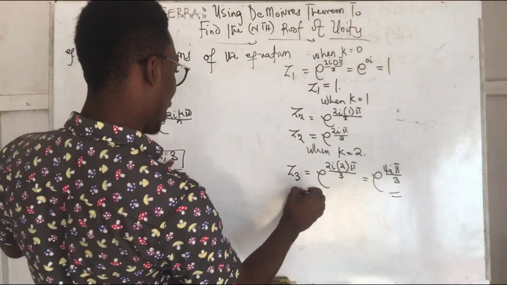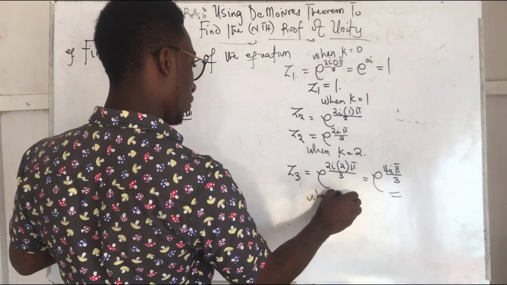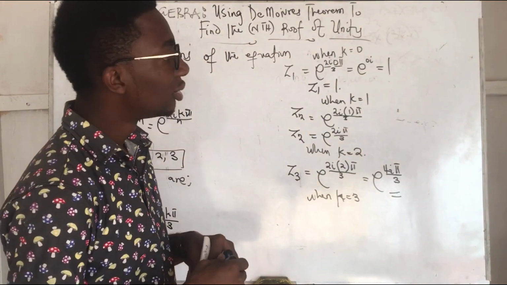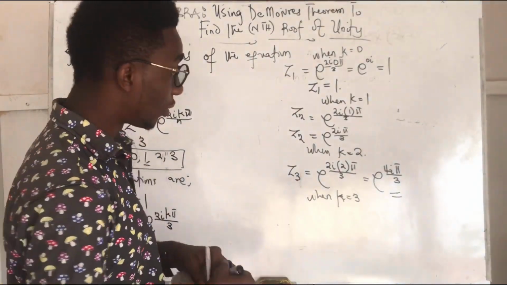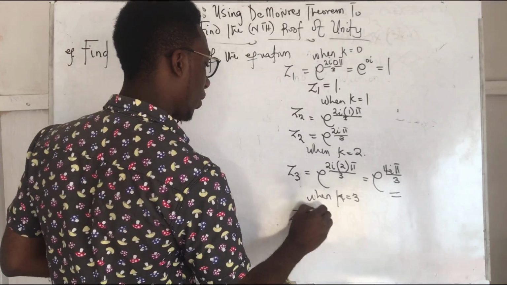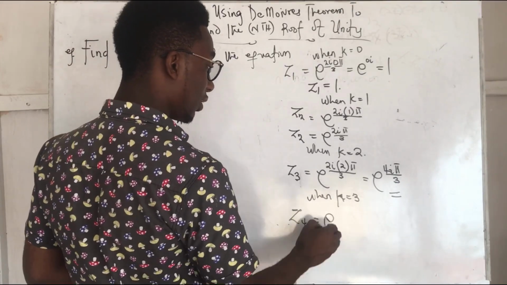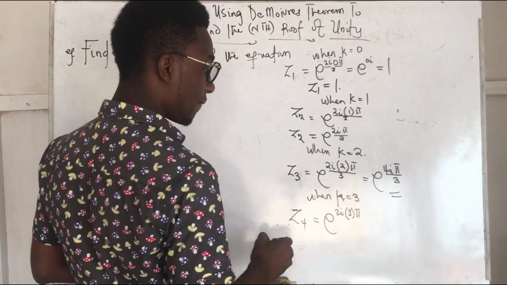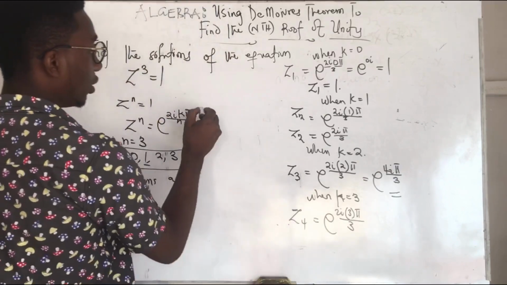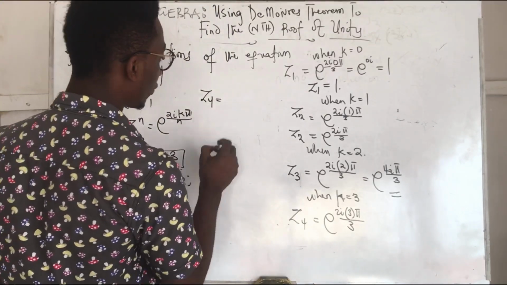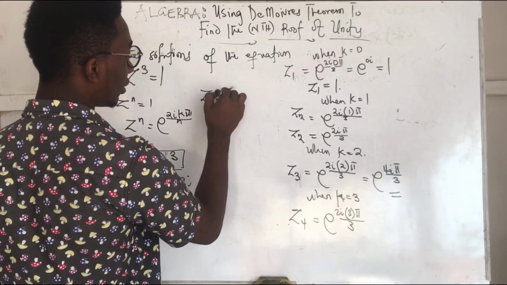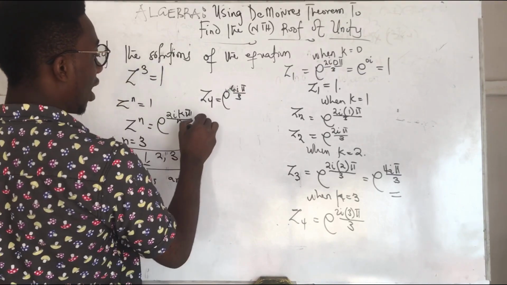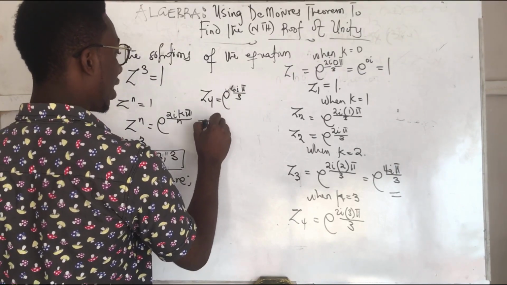Now let's look at when k is equal to 3, whether it will give us another solution. If k is equal to 3 and it gives us another solution, that means the whole question is wrong, or the whole principle is wrong. So now we get z4, which is equal to e to the power of 2i times 3π all divided by 3. Let me write it here. Multiplying 2 by 3 gives 6, so z4 is equal to e to the power of 6iπ divided by 3.